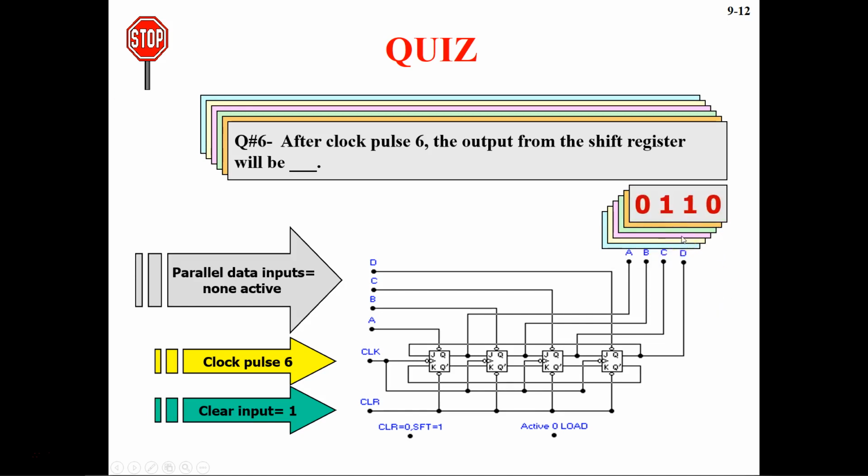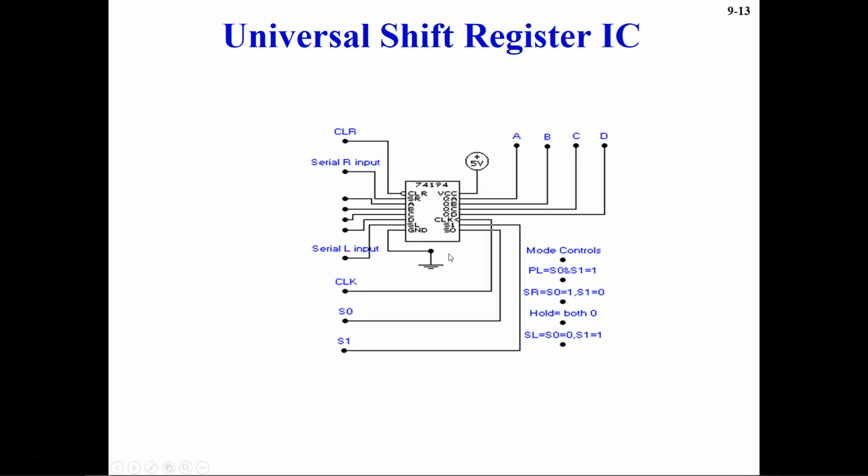And that's your answer. So these were the few questions for this particular topic. I hope you understand. Now let's move on to the next topic, which is the universal shift register IC. So this IC which you see here is the 74194 4-bit shift register IC, and it can work in different modes.